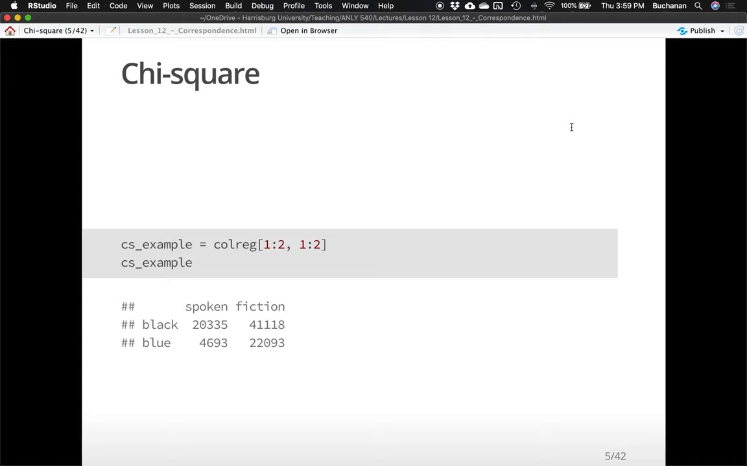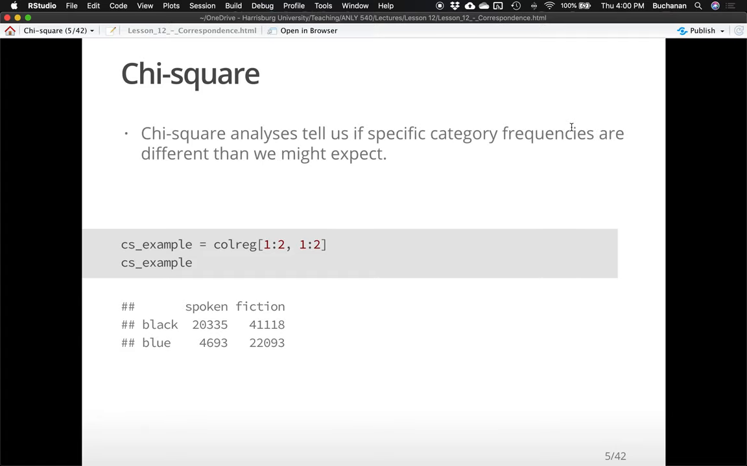And in this section, I really wanted to focus on chi-square, because chi-square underlies many of these analyses that we've covered this semester, especially at the beginning of the semester with distinct collexeme analysis. And I don't know that it's super obvious that chi-square is underlying all of these. So we're going to end the semester talking about what is chi-square and what has that got to do with understanding frequencies. It's an analysis that tells us if a specific category is different than we might expect.